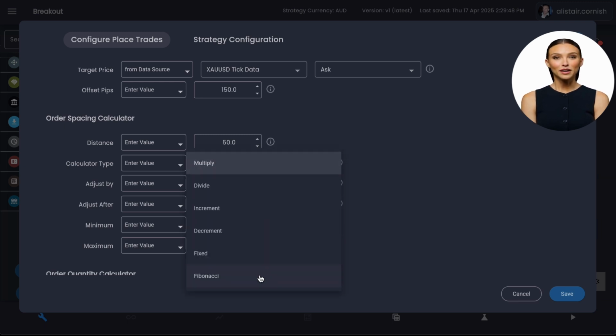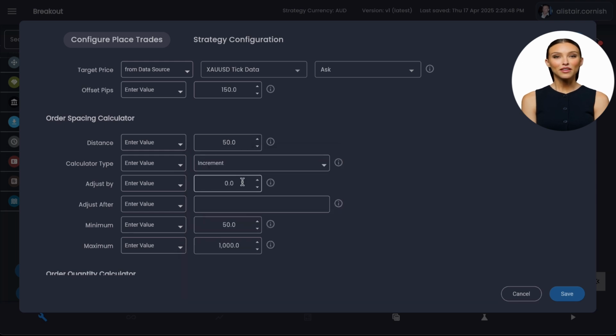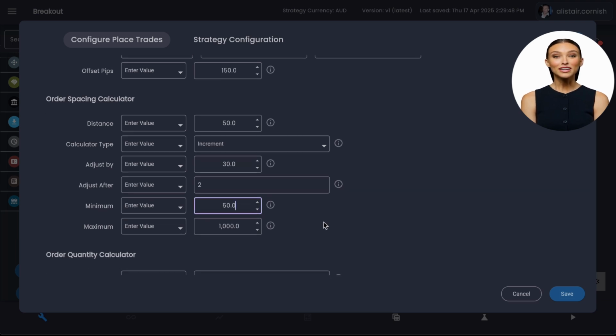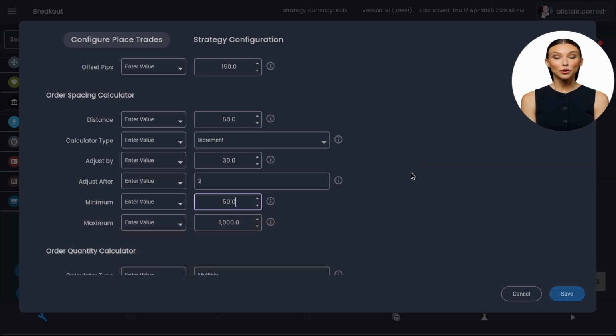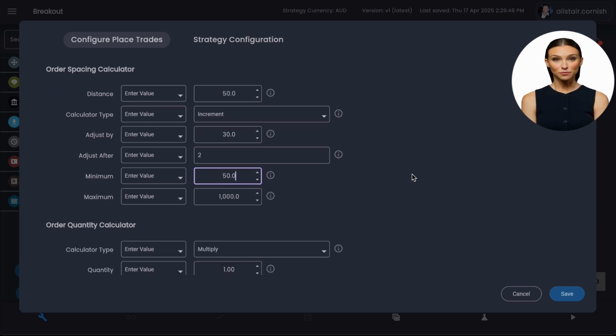In this example, the initial spacing distance is set to 50 pips and will be incremented by 30 pips after 2 orders are placed. Lastly, a minimum and maximum distance spacing is applied. If a calculated spacing is below the minimum or above the maximum, then these values will be used instead of the calculated distance. The order spacing calculator places a dynamic grid of trades where the distance between trades either increases or decreases progressively. This is ideal for breakout or mean reversion strategies.